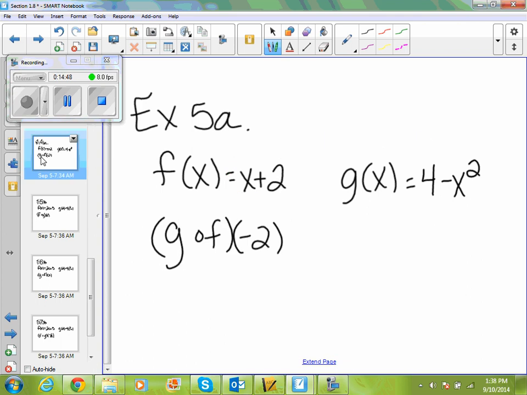So let's do another one. So we're going to take f of x equals x plus 2 and g of x equals 4 minus x squared, and we're going to find g composite f of negative 2. So that's a lot of information. So g of f of x means g of f of x, but in this case my x is -2, so this is like g of f of -2.